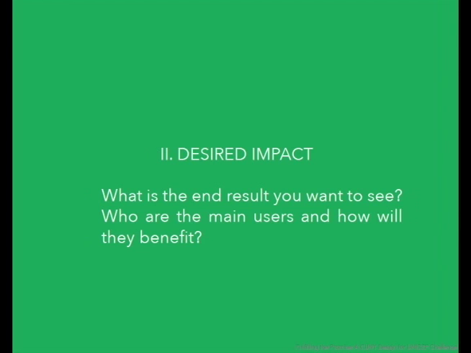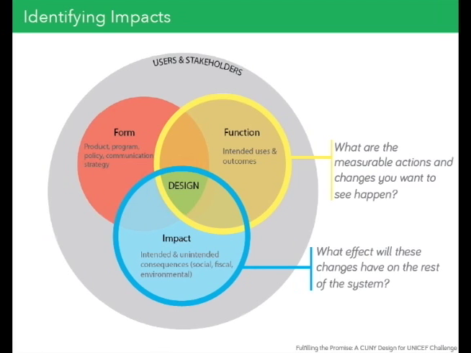So once you've identified the root causes of your problem, then you can look and see, well, what do I want to see changed? Who are my users and how will they benefit? And there are two parts to this. First is the function of your intervention. What are the measurable actions and changes that you want to see happen for your users? And the second piece is the longer term impacts. What effect will these changes have on the rest of the system over time?